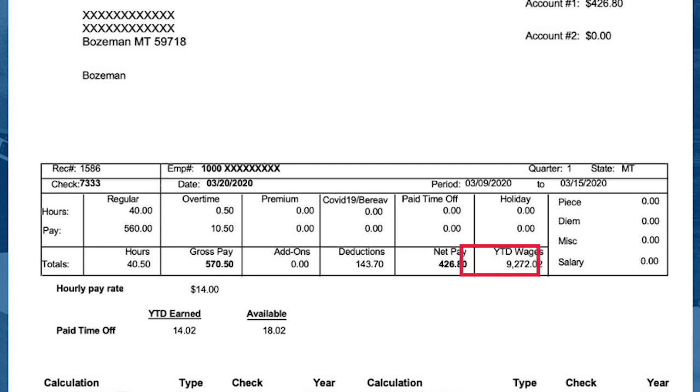Then you have your year-to-date wages. This indicates your gross pay for the year thus far, before any deductions have been taken out.